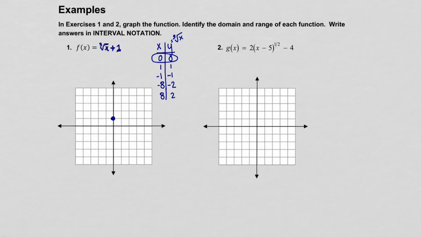So from there, I'm going to go ahead and graph 1, 1, -1, -1. Going back, treating that shifted one as my 0, 0 again, I'm going to go -8, -2.